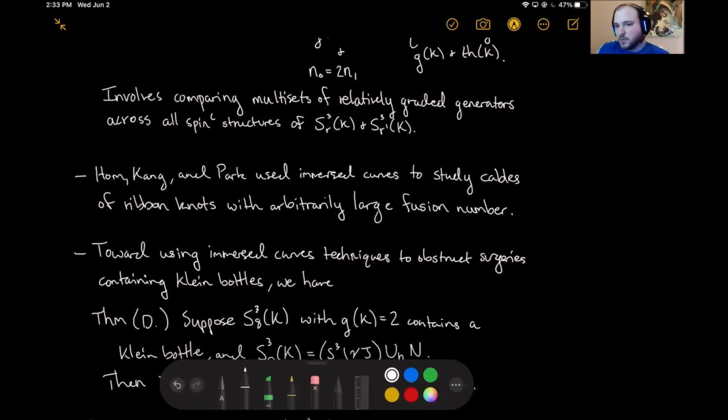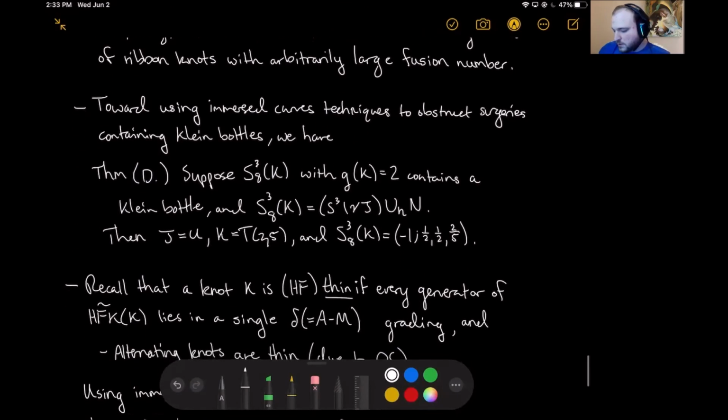Hom, Kang, and Park used immersed curves to study ribbon knots, where they looked at ribbon knots with strong homotopy fusion number 1, but then arbitrarily large fusion number. And I think the suspicion there was that maybe these numbers are close to each other or not, but they came up with examples where they're arbitrarily large. And the distance between them is arbitrarily large.